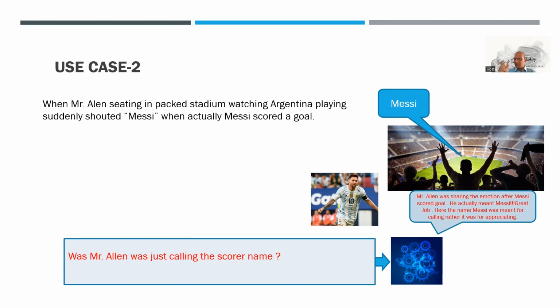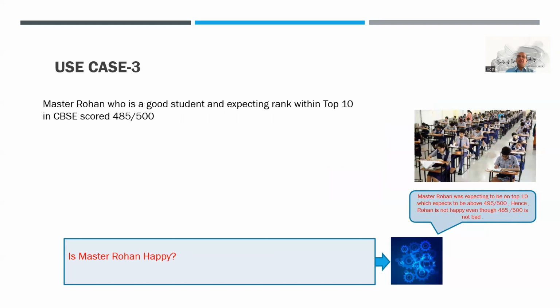So this "Messi", which English literature says is a noun, is now actually playing the role of an adjective. "Good work. Messi, you have done good work. You have scored a goal." That is good work, right? That is a positive adjective. So this particular noun "Messi" is not playing the role of a noun here. It is playing the role of a positive adjective. Okay, let us go with the third example.